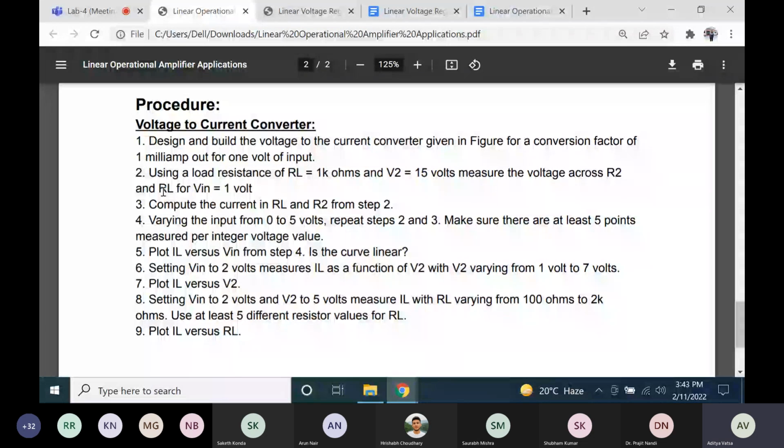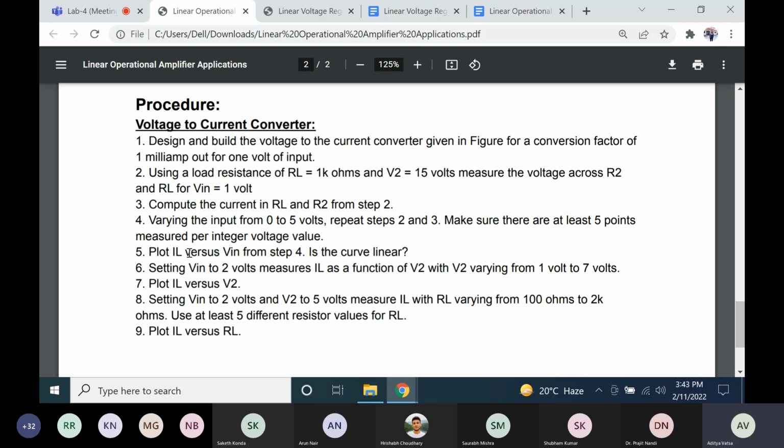So input voltage is 1 volt and the output current is 1 milliampere. So we can use that. We have to take a load resistance of 1 kilo ohm. V2 is 15 volts. Measure the voltage across R2 and RL. Compute the current in RL and R2 from step 2. Varying the input from 0 to 5 volt, repeat steps 2 and 3. Make sure that there are at least 5 points measured per integer value in voltage value.